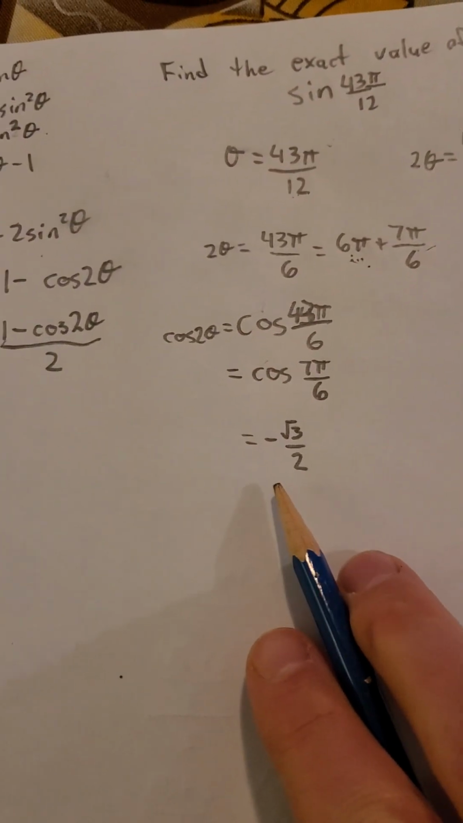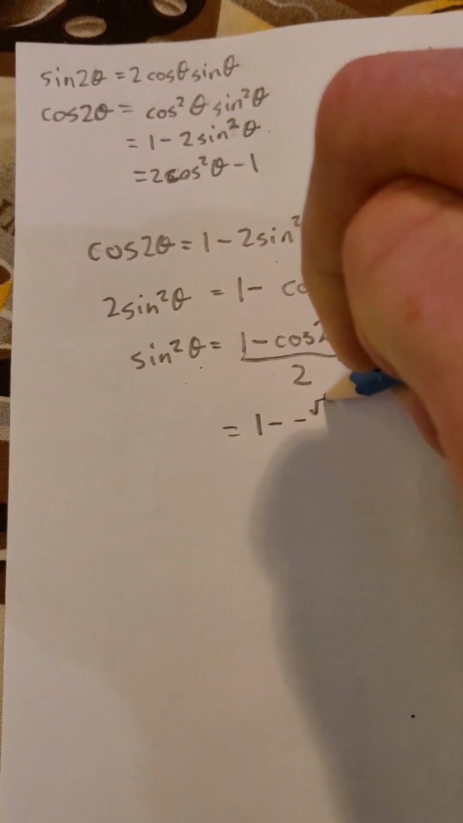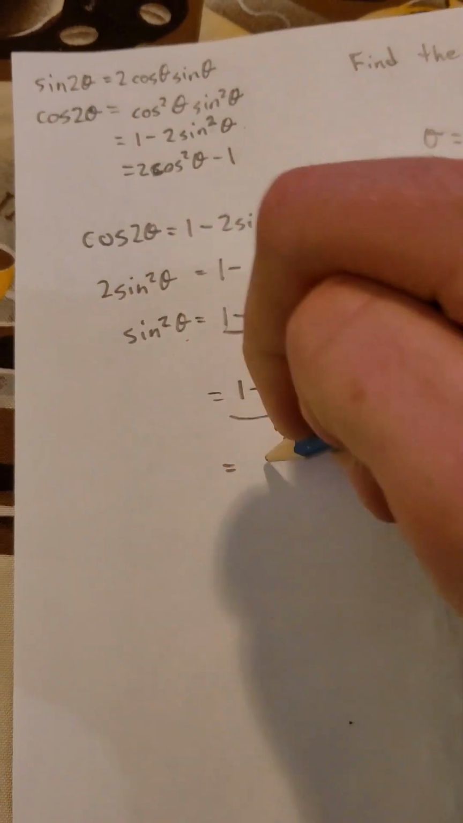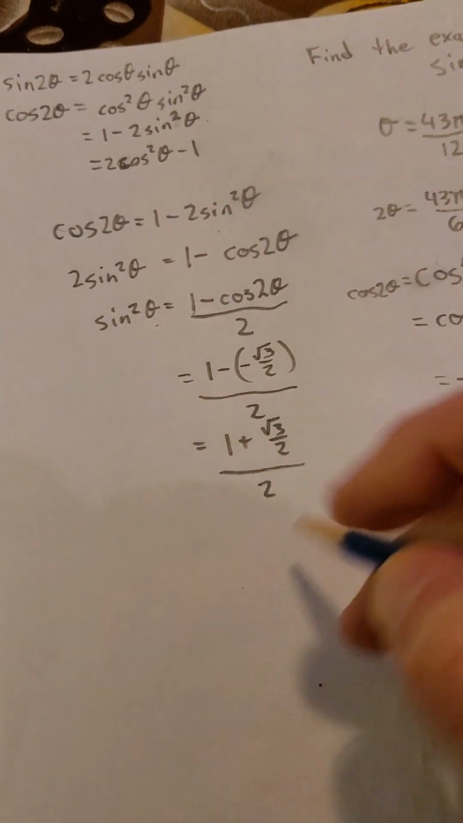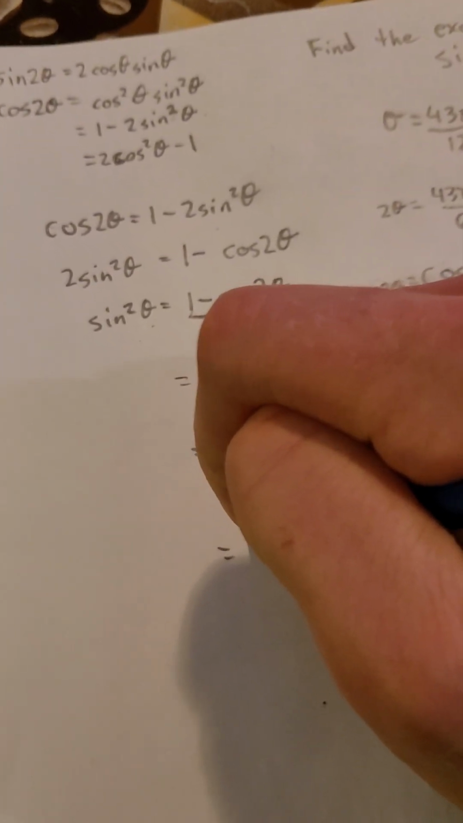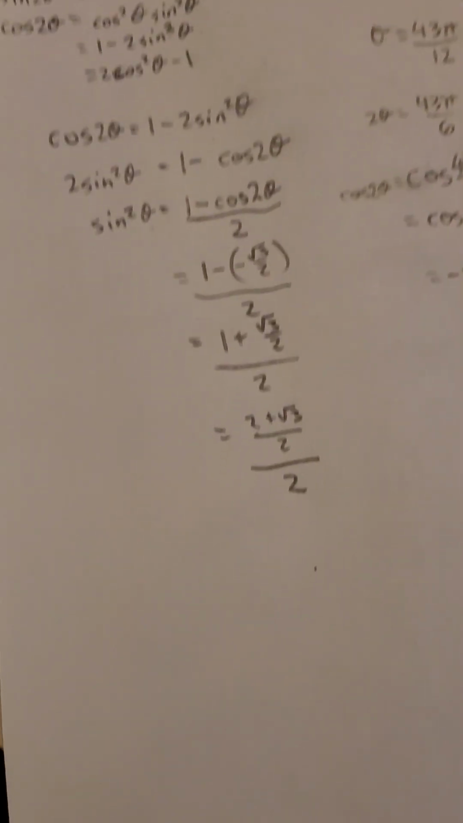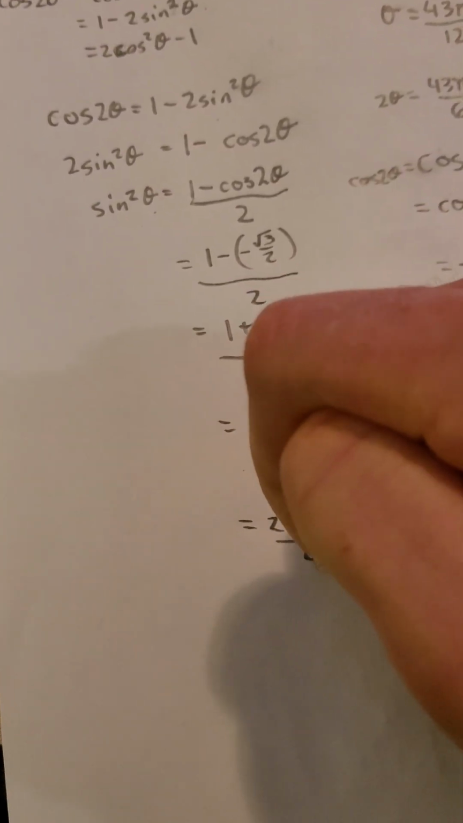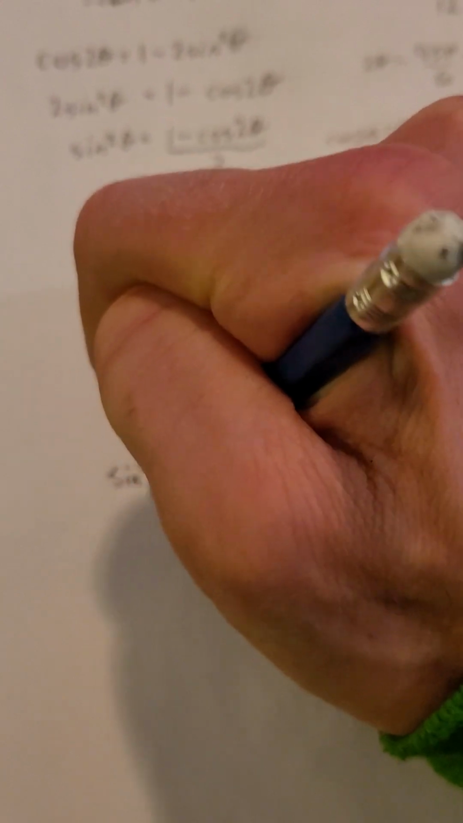Okay, so now we take that negative root 3 over 2, we bring it into our formula that we've created over here, and we've got 1 minus negative root 3 over 2 all over 2. And we're going to simplify those negatives to get 1 plus root 3 over 2 all over 2. The whole numerator becomes 2 plus root 3 over 2, and that is all over 2. And then simplifying, finally, we get 2 plus root 3 all over 4. And this is all sine squared of 43 pi over 12.